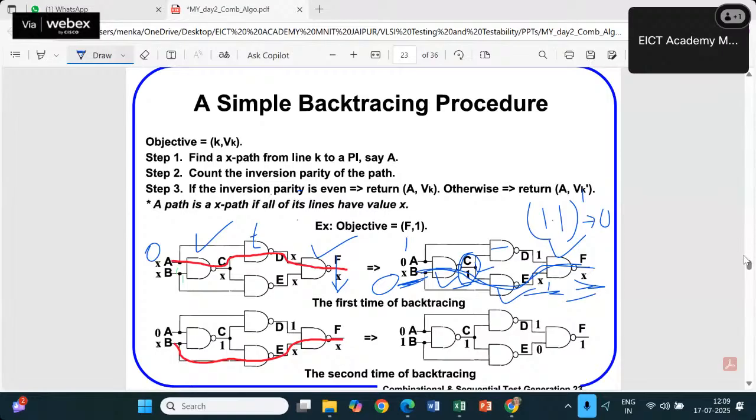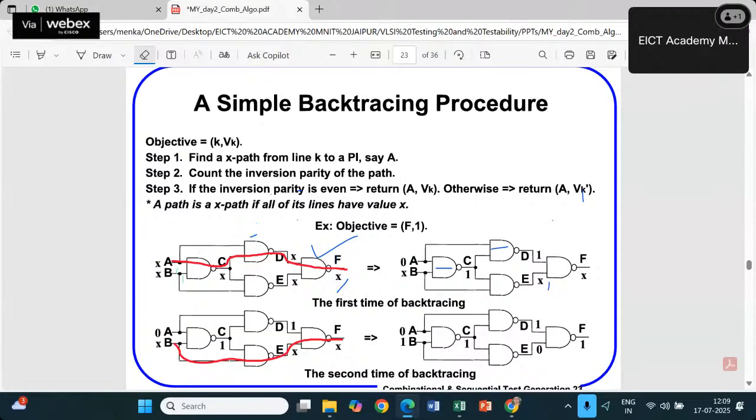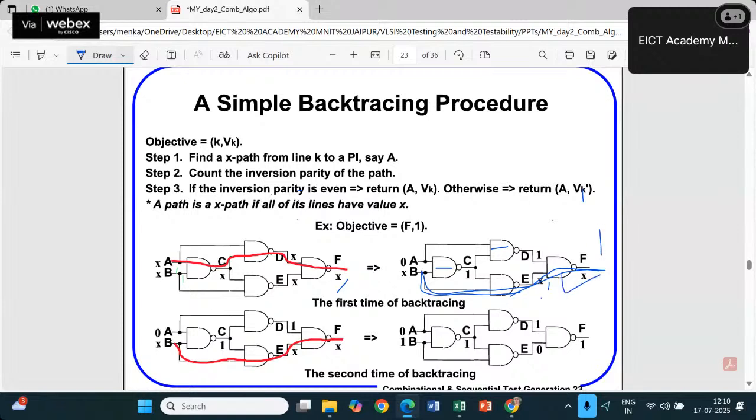So what do I have to do? I have to make sure that I will prefer the X path. I will prefer the X path, the path value which is not assigned, and that is this path, X value, and then this is X value. Now I will count the number of inversions and then I will check. So target was F is equal to 1, okay. Number of inversion 1, number of inversion 2, and then I am reaching over B. So number of inversions are 2.